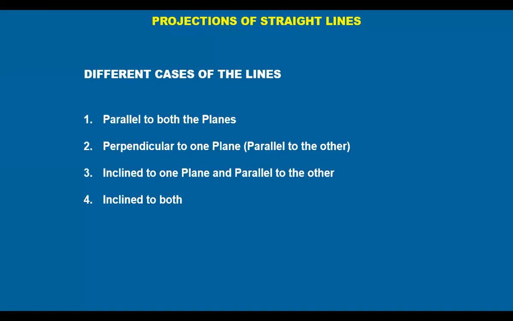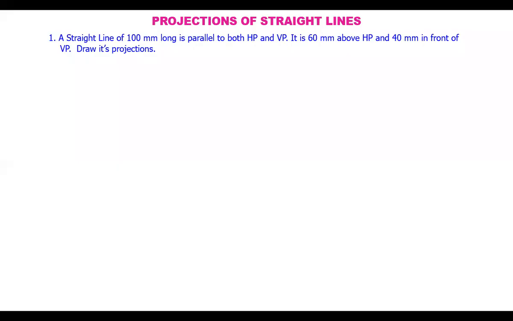First, let's take up the parallel to both the reference planes. Let's take an example. A straight line 100 mm long, that is its actual length, is parallel to both the HP and VP, horizontal plane and vertical plane. It is 60 mm above HP and 40 mm in front of VP. Some reference points will be given. Line means it has two ends, and initially you will be given the position of at least one point. Suppose you call it AB, the position of A or B will be given.